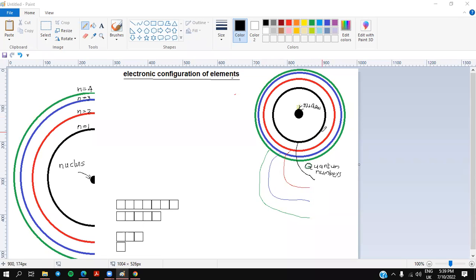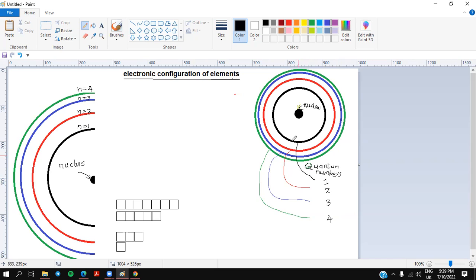According to the diagram you see here, the black energy level is identified as energy level 1, and you can call it quantum number 1. The red circle shows energy level 2, but we call it quantum number 2. And then blue, quantum number 3, green, quantum number 4.